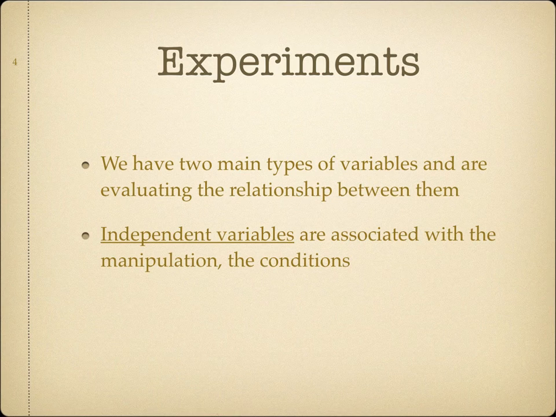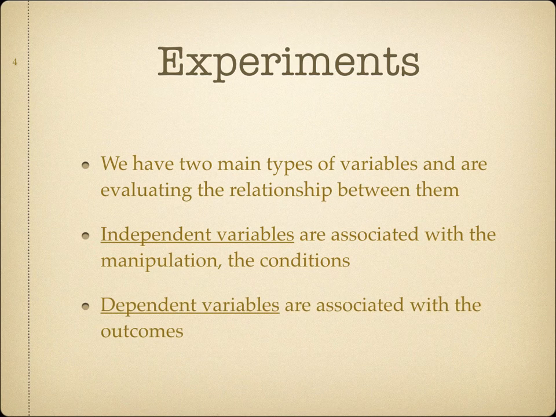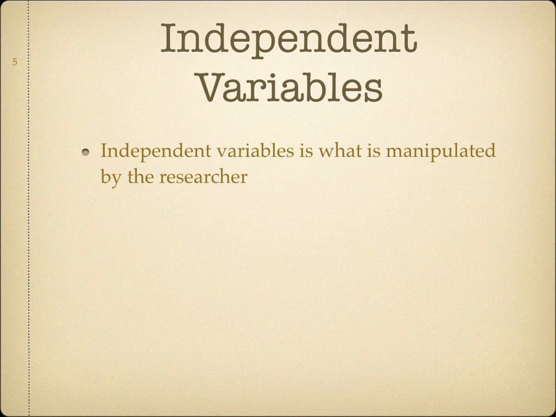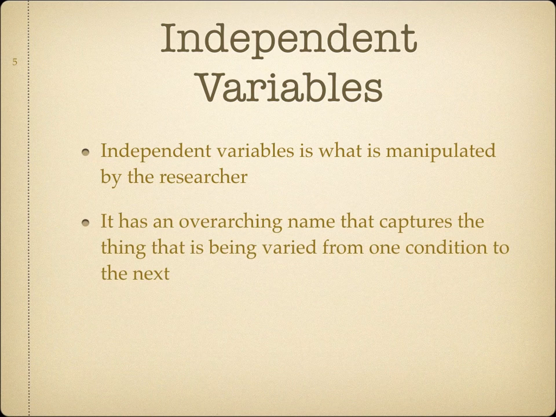Independent variables are those that are associated with the manipulation, the conditions in the study, and dependent variables are those that are associated with the outcome. They're what we're measuring with an expectation that they're going to change based upon the manipulations that have occurred with the independent variable. Independent variables, as I said, is what we've manipulated.